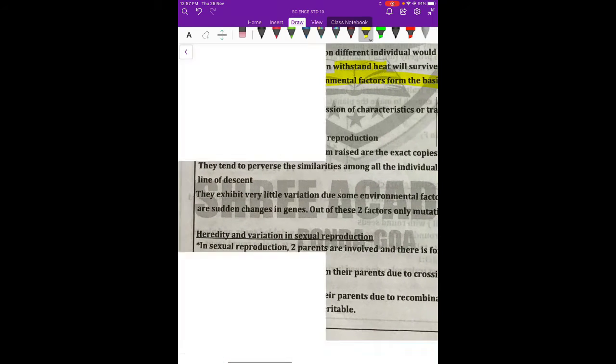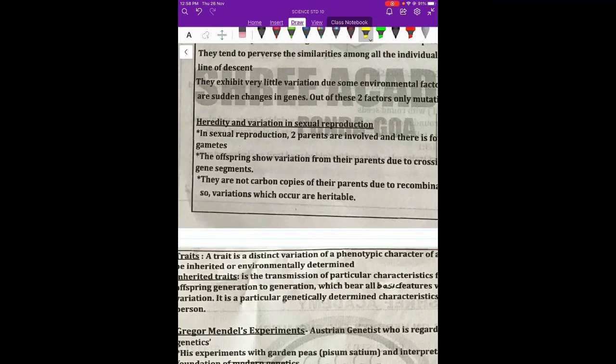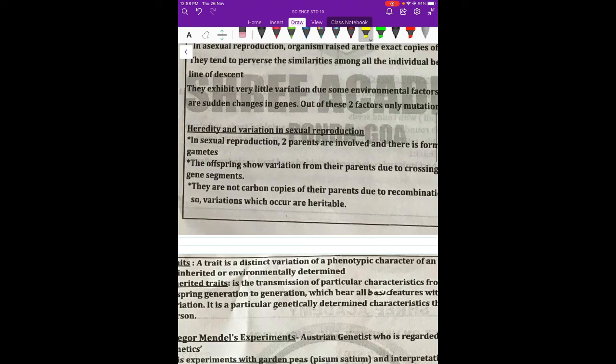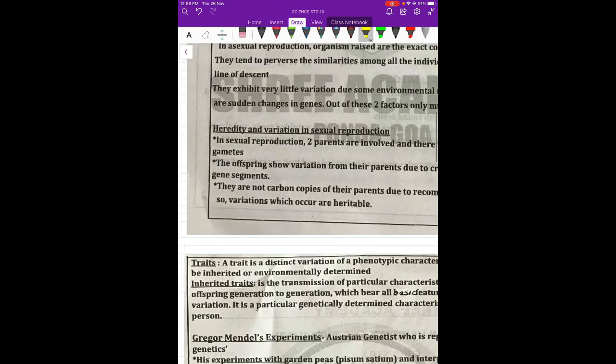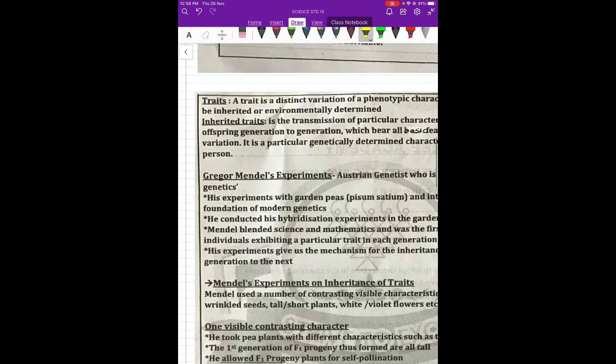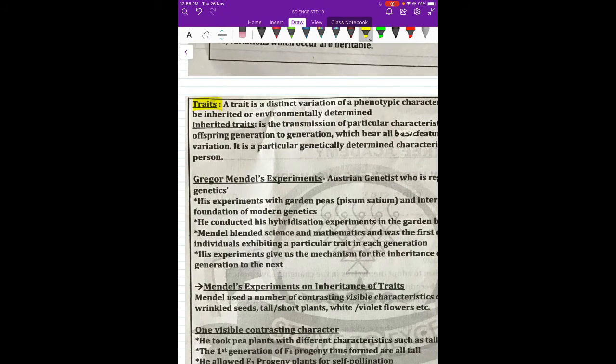Now heredity, we just talked about. Then in sexual reproduction, as we know, there is always an error in copying, and that will give rise to some variation, and these variations are really useful. So we have also talked of heredity. It is a variation, or a specific characteristic, which is called a trait. Traits we have just seen, inherited and acquired traits. We will be doing this later also.